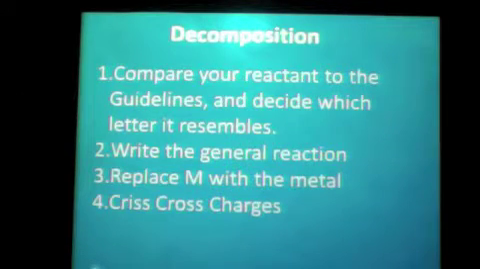Now the decomposition, remember, is the breaking down of a compound. Now if you have not gotten out your reference table, please get your reference table out now. Pause the video when you're ready, start the video back.